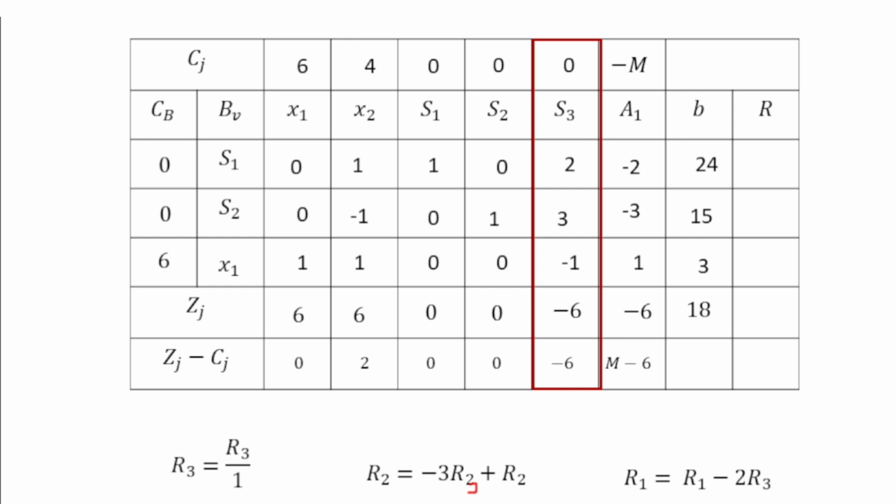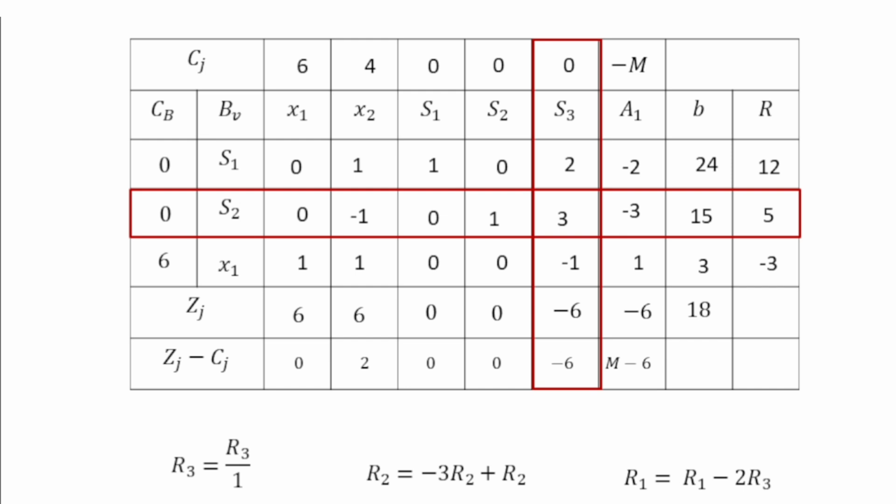That will be my active column, right? And what do I do again? I have to divide my b by every element in the column so I can get my active row. So this is going to be 3 divided by minus 1, that's minus 3. 15 divided by 3, that's going to be 5. 24 divided by 2, that's going to be 12. I'm going to pick the least positive again, and that's going to be 5. That's the least positive.